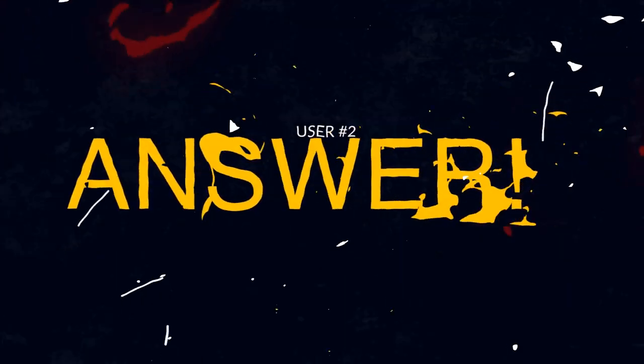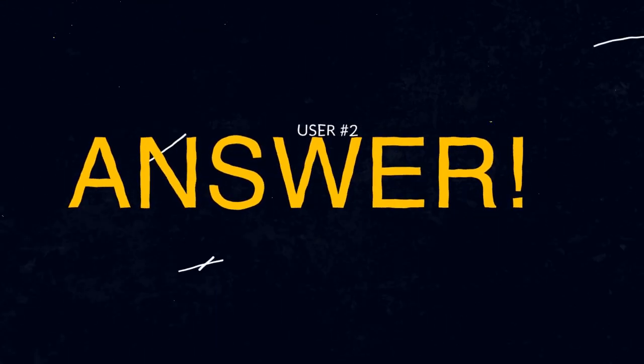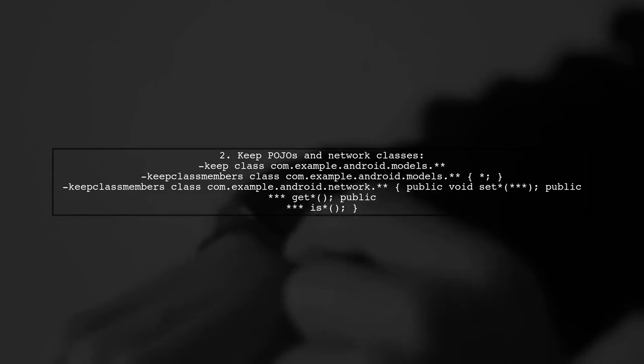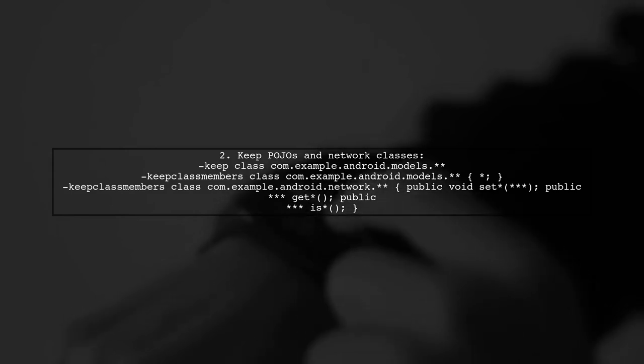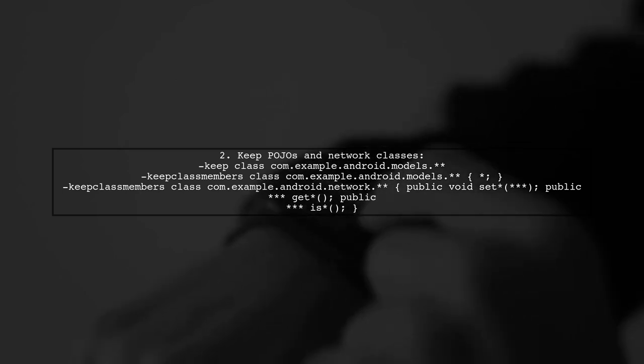Let's now look at another user-suggested answer. To fix crashes in your signed APK with ProGuard enabled, start by keeping all annotations. This ensures important metadata is preserved. Next, make sure to keep your POJOs or models, especially those used for network calls. This prevents them from being obfuscated.